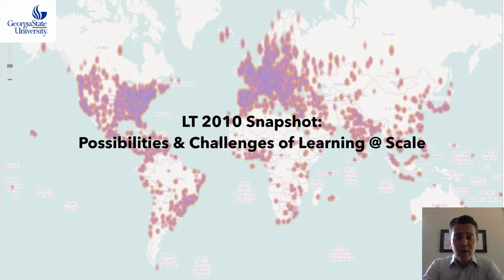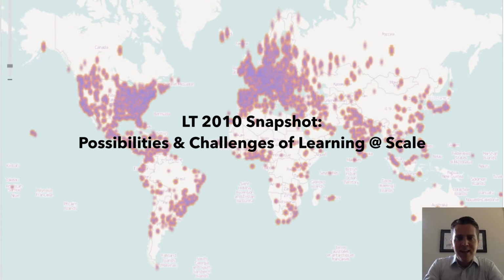So the first one, really relevant and related to the first few chapters of our textbook, is focusing on the possibilities and challenges of learning at scale. What I'm really going to do in these snapshots is share some stories that I've been part of in the hopes that it will facilitate some discussion for each of us on our discussion forum.